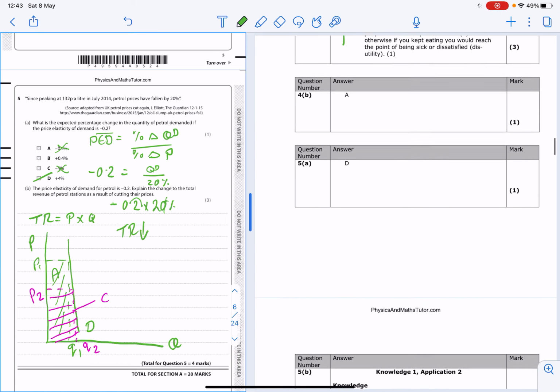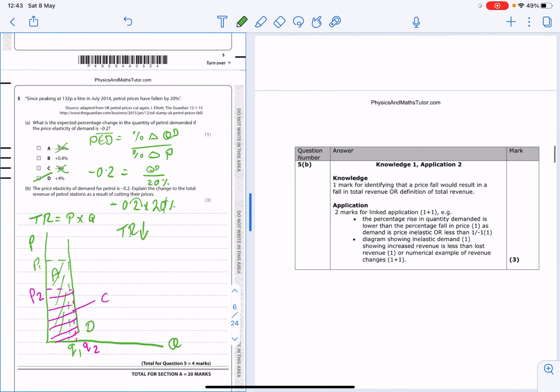So let's look at how they want you to answer this. So again, it's a knowledge and an application. So 1 mark for identifying that the price fall would result in a fall in total revenue, or definition of total revenue. Well, I've done both of those, so I've more than done enough for those 2 marks. 2 marks for linked application. The percentage rise in quantity demanded is lower than the percentage fall in price, as demand is price inelastic, or less than 1. So I didn't write that down, but I did say that because PED is minus 0.2, demand is inelastic, and I've drawn the inelastic demand curve.